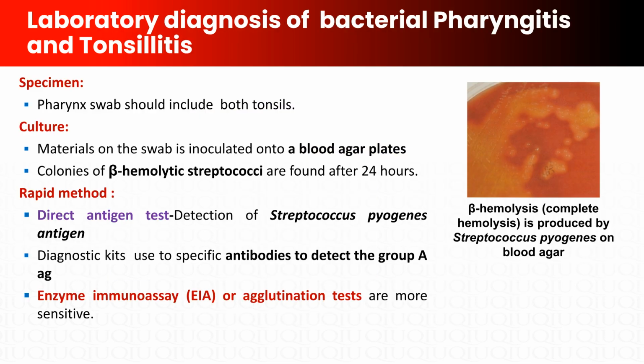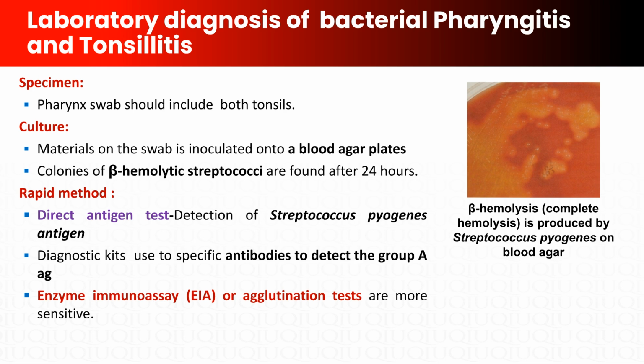A pharyngeal swab should be taken, and importantly, it must include both tonsils. The swab should be rubbed firmly over both tonsils and the posterior pharyngeal wall to collect adequate material. Avoid touching the tongue, cheeks, or lips, as this can contaminate the sample with normal oral flora. For culture, the material on the swab is inoculated onto blood agar plates. After incubation, the image shows beta hemolysis produced by Streptococcus pyogenes. However, culture takes 24 hours for results.